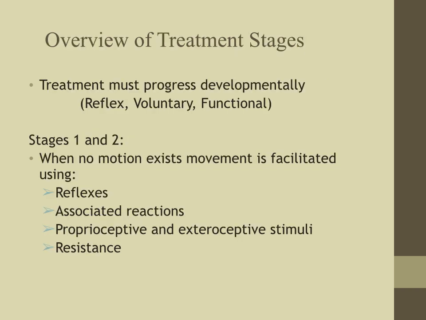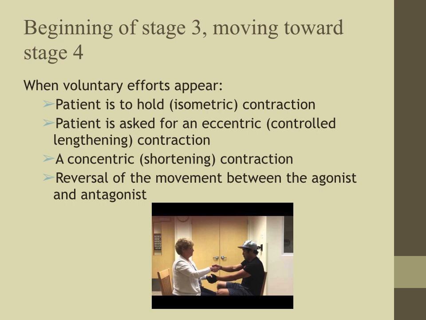So, an overview of the treatment stages. The treatment must progress developmentally, which goes from reflex to voluntary movement to then functional movements. In stages 1 and 2, when there is no motion that exists, movement is facilitated using reflexes, associated reactions, proprioceptive and exteroceptive stimuli, as well as resistance.